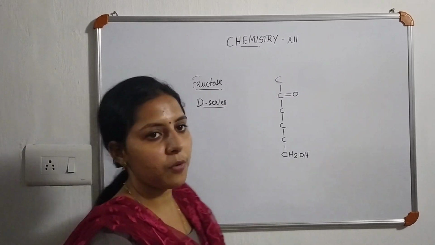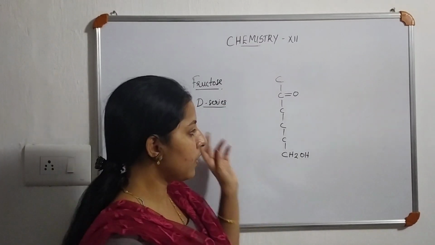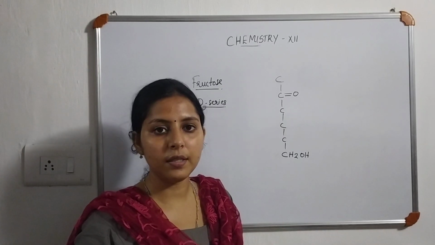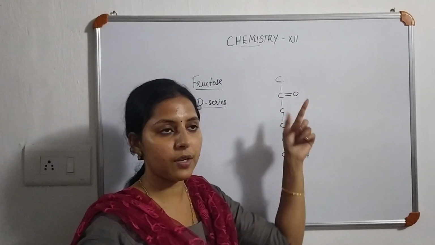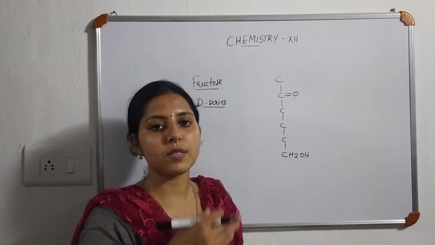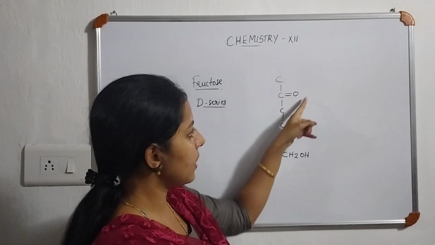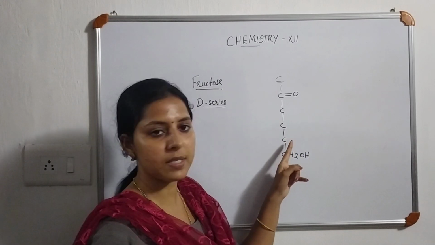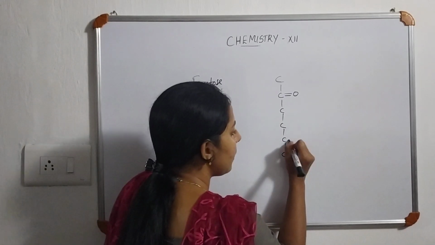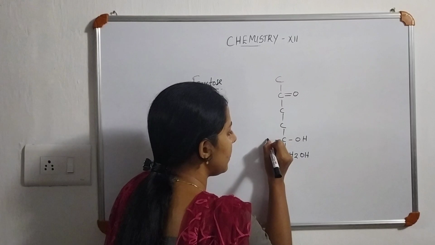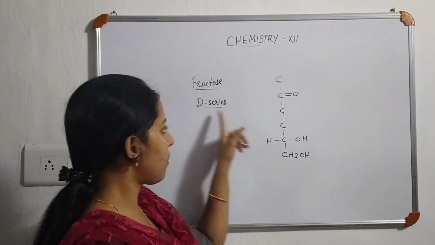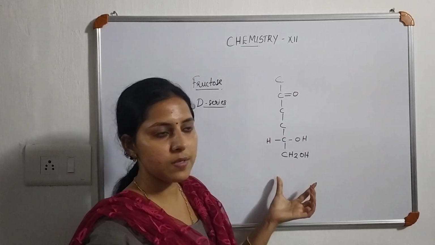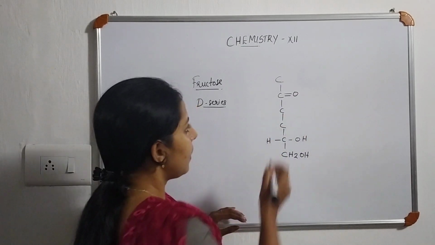And we have studied about DL notation. D configuration means the OH group present at the asymmetric carbon farthest from this aldehydic or ketonic group points towards the right side. So here CO is the functional group. The asymmetric carbon farthest from it is this carbon. So the OH group here points towards the right side. Then it belongs to D configuration. So here the configuration of this fructose is D.